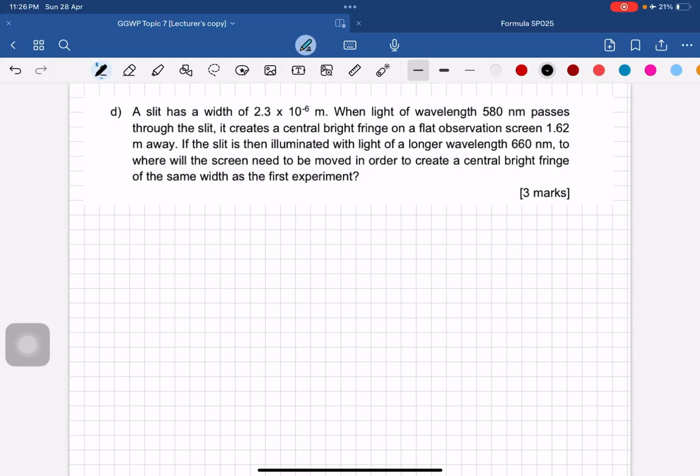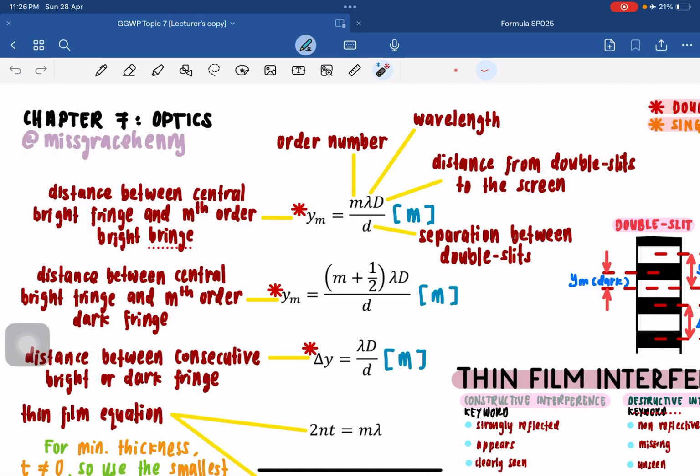Right, question 1D, we have a slit. So dimensions need a slit, so that is a single slit.